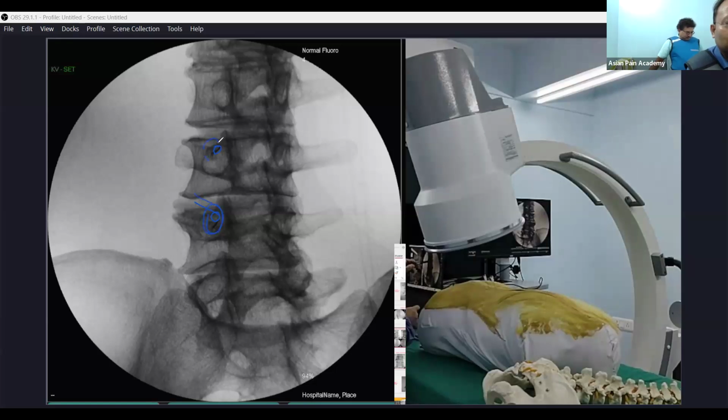Local anesthetic and steroid will spread here. And most of the time, we are giving only local anesthetic for diagnostic purpose. And then we have to go for radio frequency ablation of these medial nerves. So this much only. You can go immediately for short-term pain relief. Steroid also you can mix with the local anesthetic. You can diagnose whether the patient is getting pain from the facet joint or not.